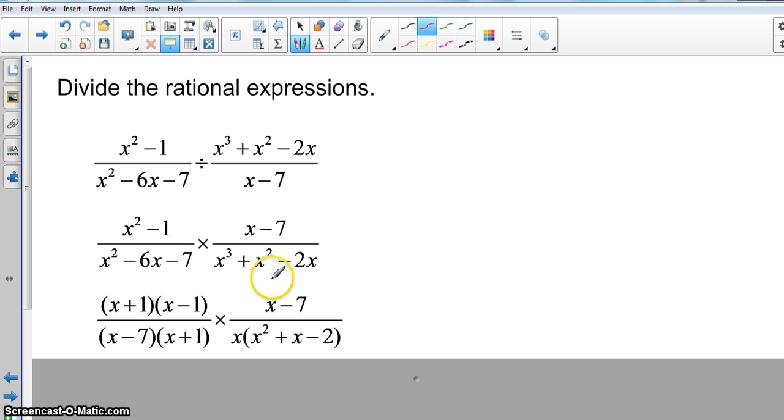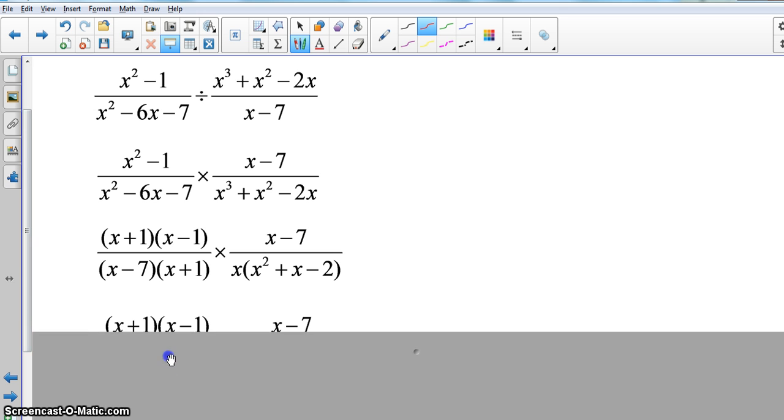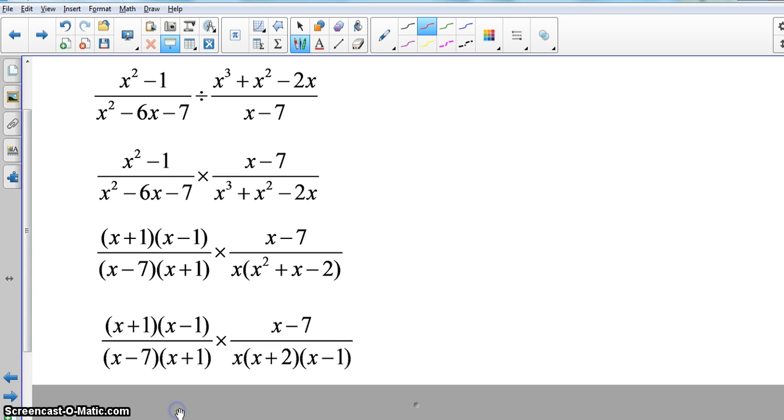My numerator of my second fraction stays the same. And now I have a GCF in the denominator of my second fraction, and that GCF is just x. So I pulled that GCF of x out and then divided everything by x to see what I have left, which is still a trinomial, which I'm now going to have to factor again. So the only thing I did change in this step now is that I did factor the trinomial in the denominator of the second fraction to x plus 2 times x minus 1.